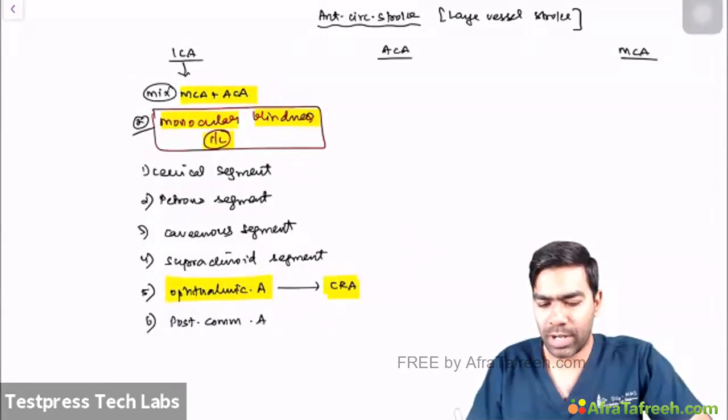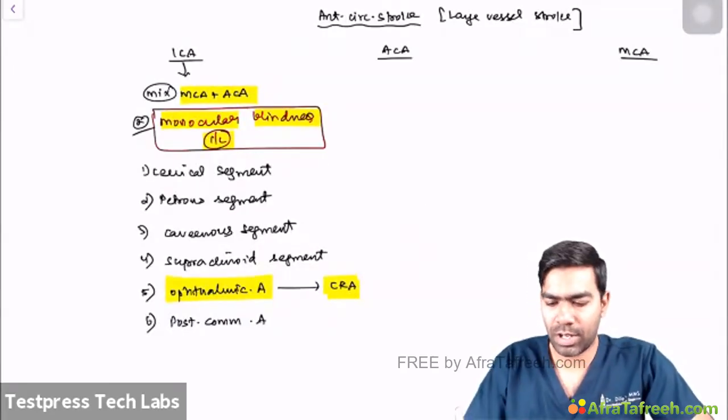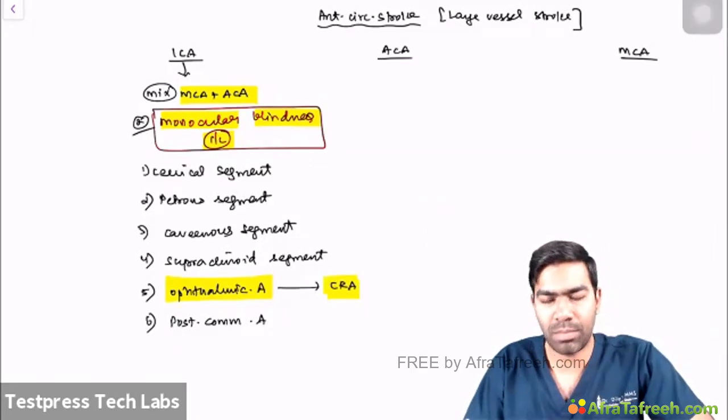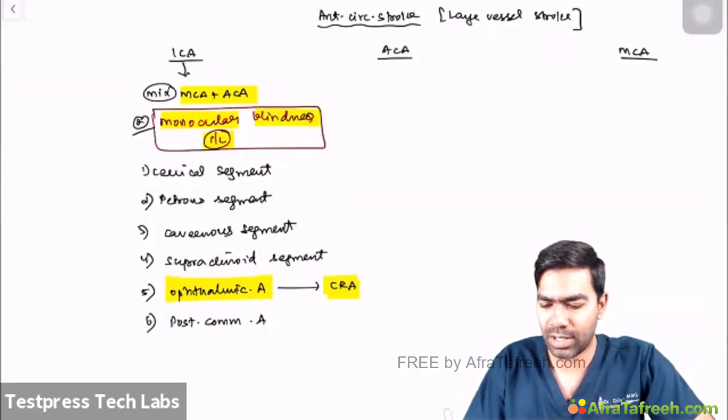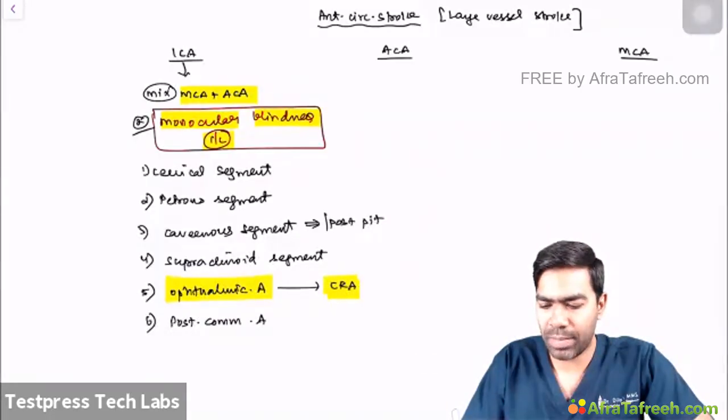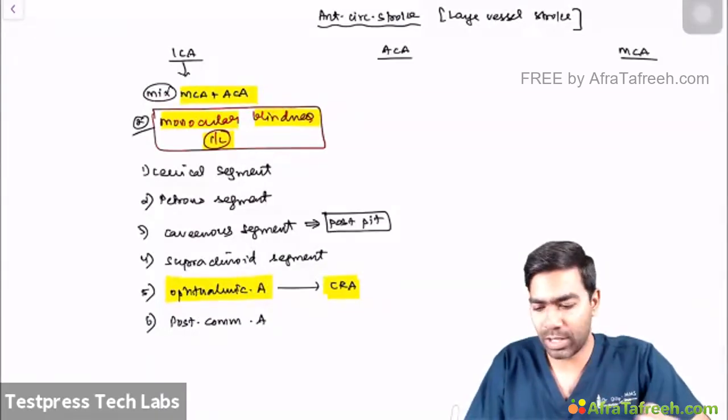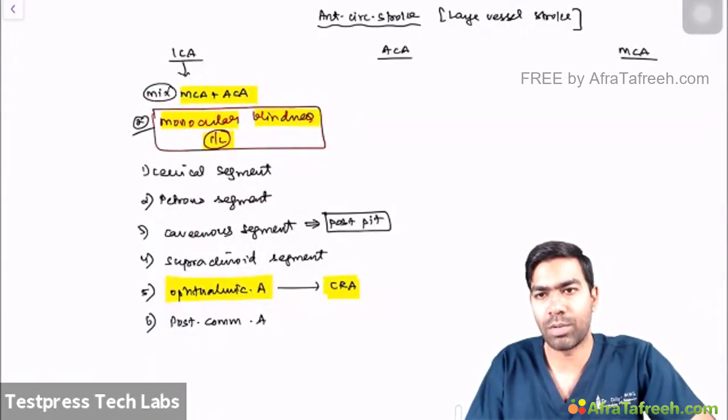Usually you don't have much branches from the cervical segment, but you have a lot of branches from the petrous segment, but none of them are named branches. But you have some branches from the cavernous segment. From the cavernous segment, usually your supply will be to the posterior pituitary through an artery called the meningohypophyseal artery. So that is the one that is going to supply the posterior pituitary, to be precise.